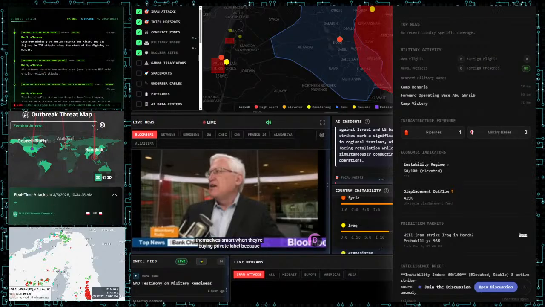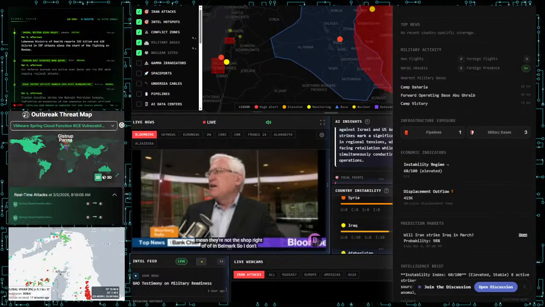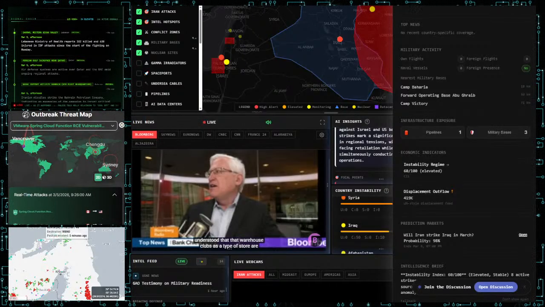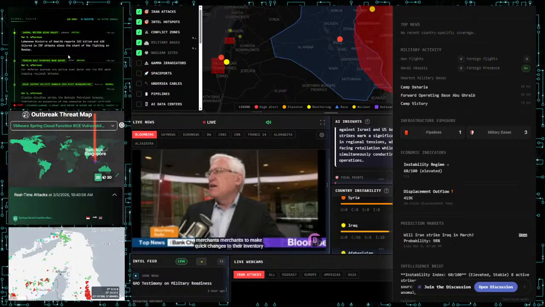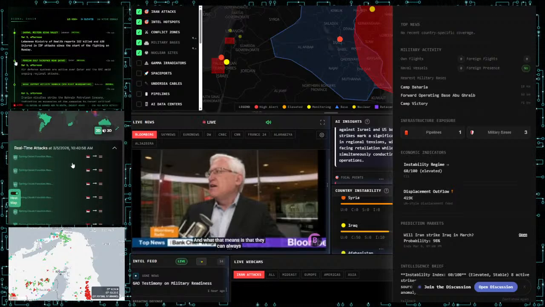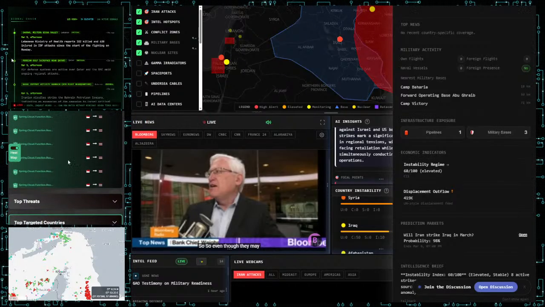Gotta organize this a bit. Yeah, I'm saving bandwidth. Don't have enough real estate for all these windows over here. Sheesh. Okay, there it is. There's my hack map. The list of current attacks. Heat map.